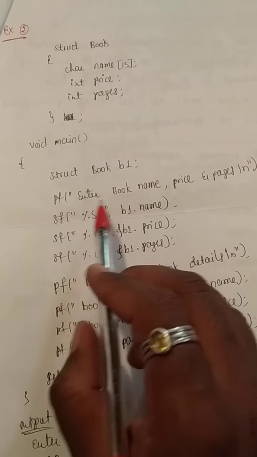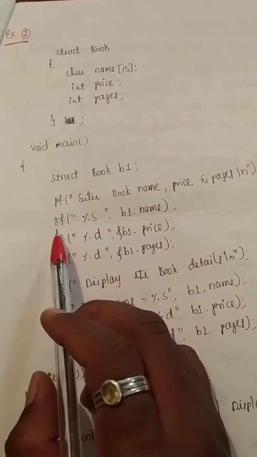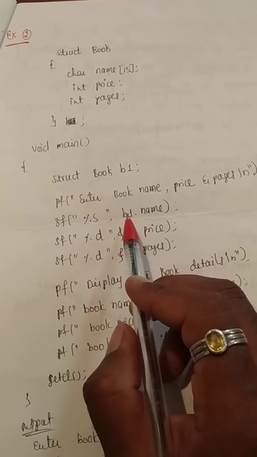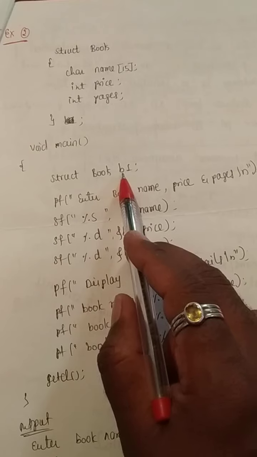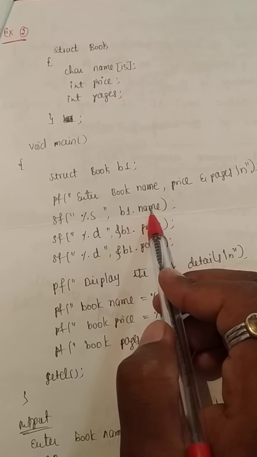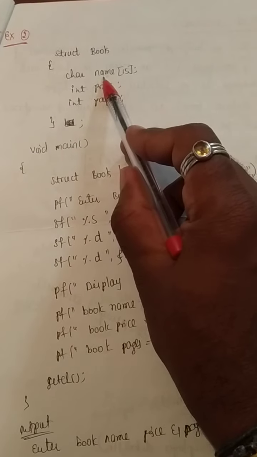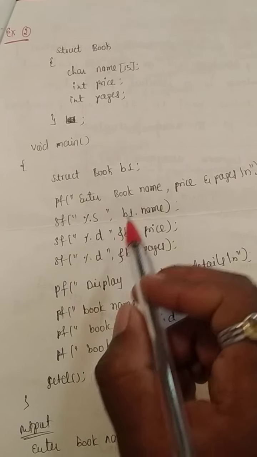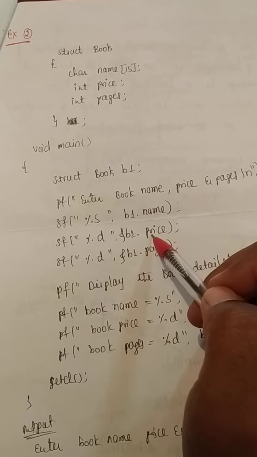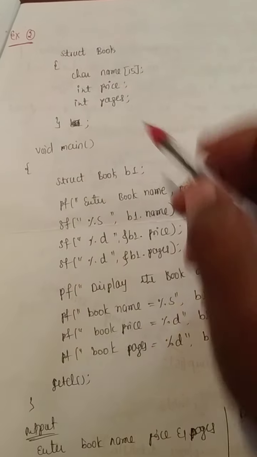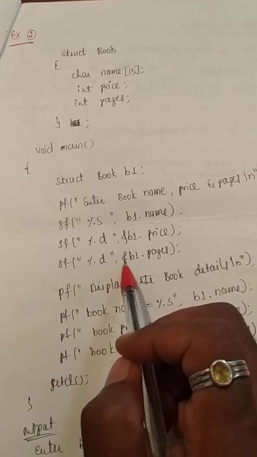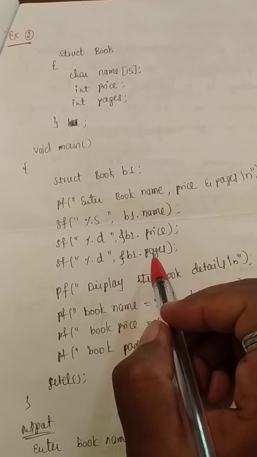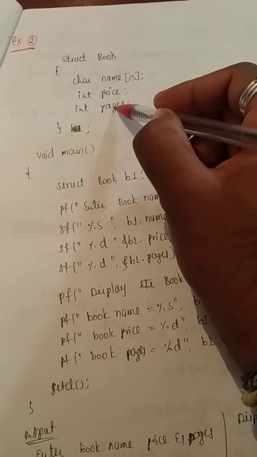Okay, now printf, enter the book name, price and pages. Scanf: book name means string, so %s, b1 dot name. See, I am using b1 here, dot name, so name is this one. Okay, now next scanf %d ampersand b1 dot price. b1 is the structure variable, price is the data member. Then scanf %d ampersand b1 dot pages. b1 is the structure variable name, pages is the data member name.